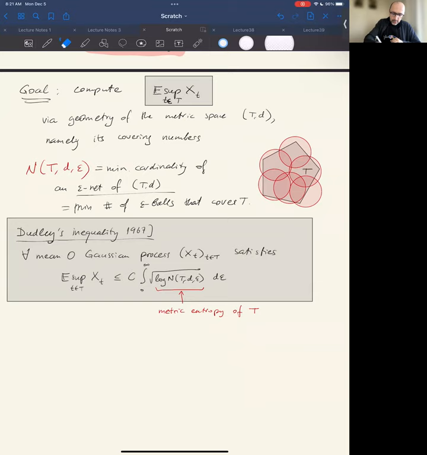The important thing here, and that's what makes it a little strange, is this integral. It suggests that the right-hand side, the bound, is multi-scale. It's not just that we cover T with one scale, with balls of radius epsilon, compute how many, and that gives us the answer. No, we need to do this for many, many epsilons and take the integral. So it suggests that this is a question about the multi-scale geometry of T. Maybe even fractal geometry of T, something like that.